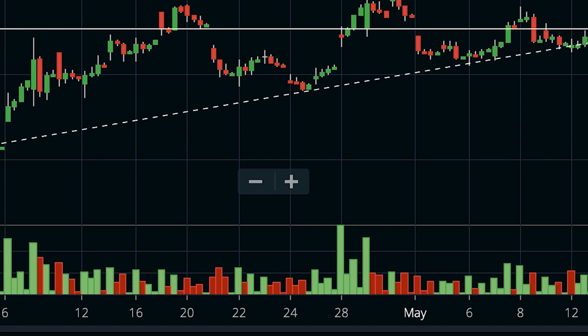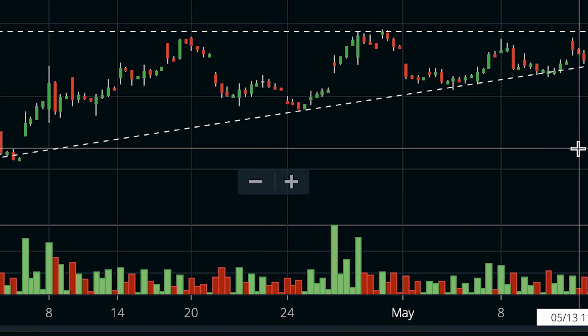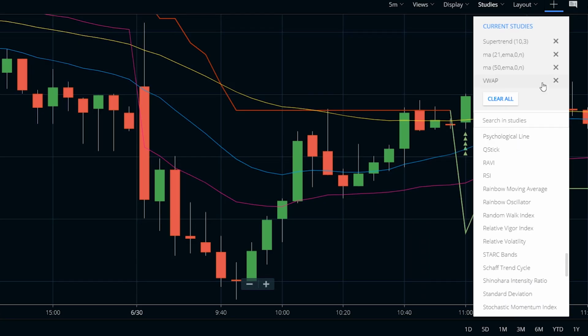The third one is volume. Volume indicates the number of shares that are being bought and sold over a period of time. It plays a really crucial role in TA and it gives you an understanding about what the other traders in the market are doing. Next up is technical indicators.